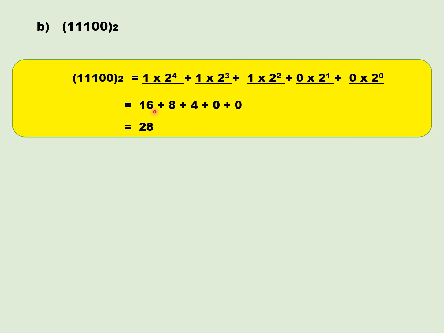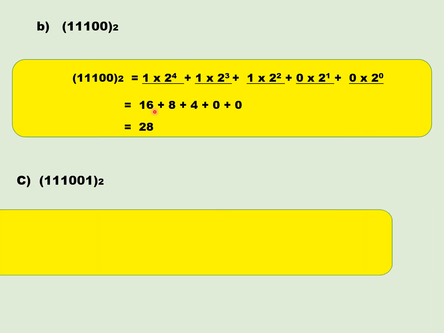We'll check with the last, third question as well. The third answer we got was 111001 to the base 2. This was equivalent to 57. We will see whether we will get 57 or not when we convert this number into the decimal system.